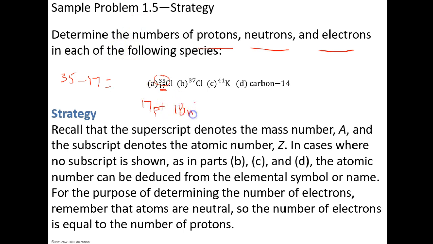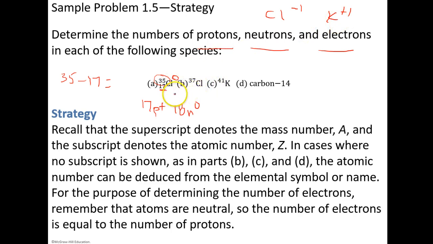So that is 18 neutrons. Okay, now electrons. We didn't really talk about this, but all of these species are neutral. We're going to assume that they're all neutral. Why do we assume that? If it wasn't neutral, there would be a charge up here, like a Cl with a -1 charge, or a potassium with a +1 charge. Since I do not have charges, we're going to assume that these are all neutral.